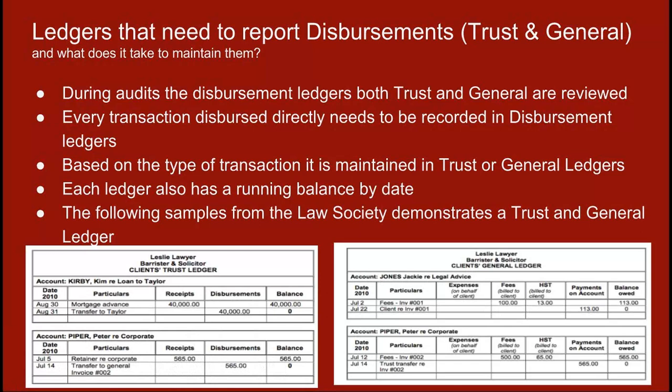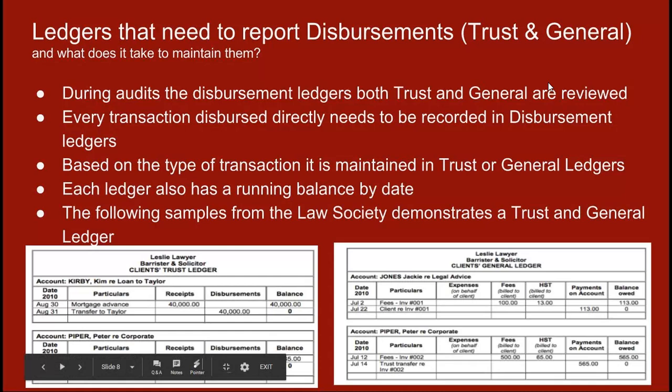If you look at a general ledger, you can see that there's some additional information that's being captured. So you've got the date, very similar to a trust ledger. You've got the reasons for it. Okay, the reasons, a good example would be an invoice number, because that's really the reason why you're getting that expense. The fees, the HST, and the balance owed. Okay, so HST is a critical component and a differentiator between these two ledgers.